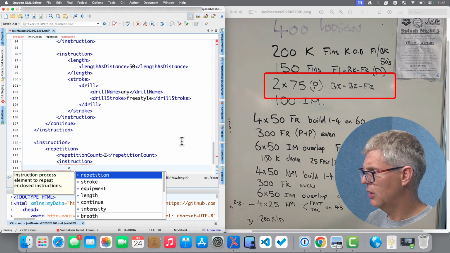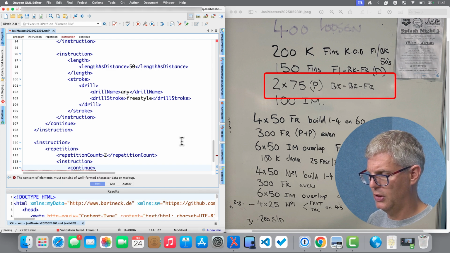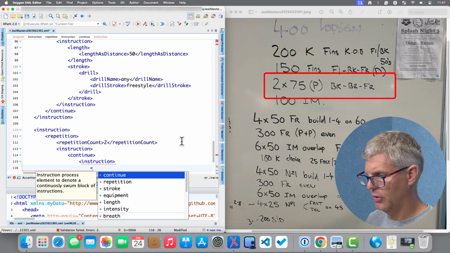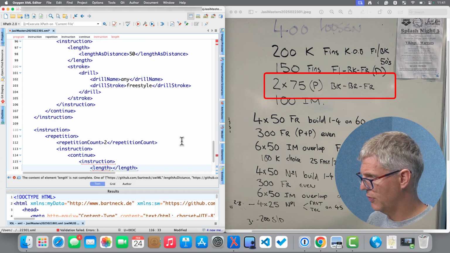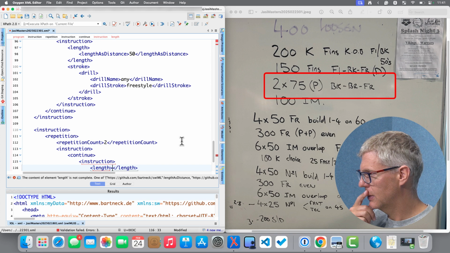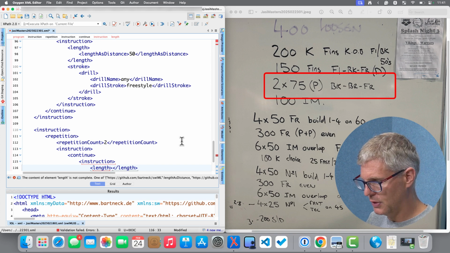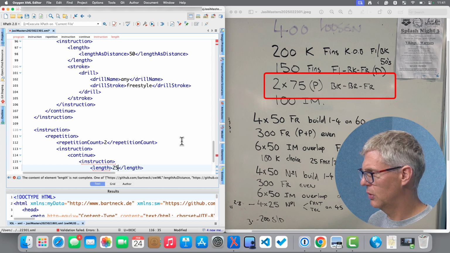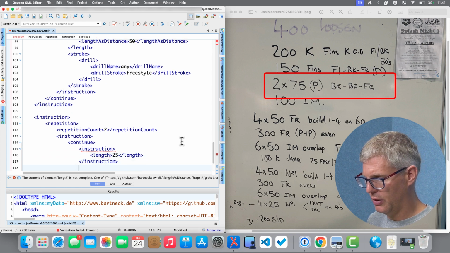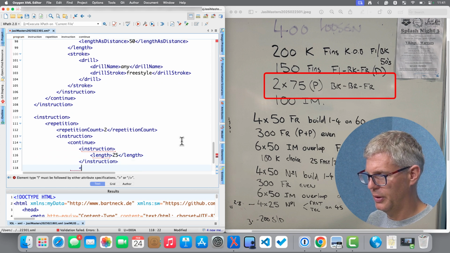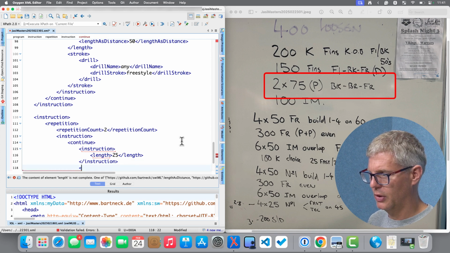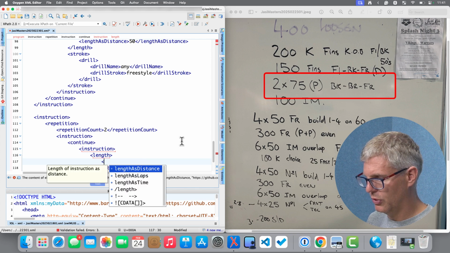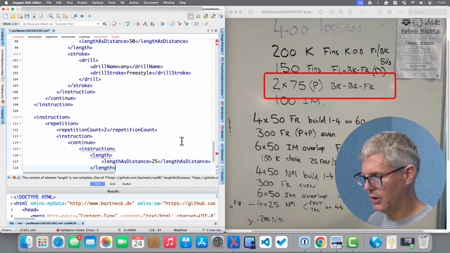And in here we have a continue. And the continue is of course 20. No, it's, what is it? Yes, it's 25s. So 25. Sorry, that was wrong here. So we can't put this directly in there. We have to, of course, do length as a distance, 25.